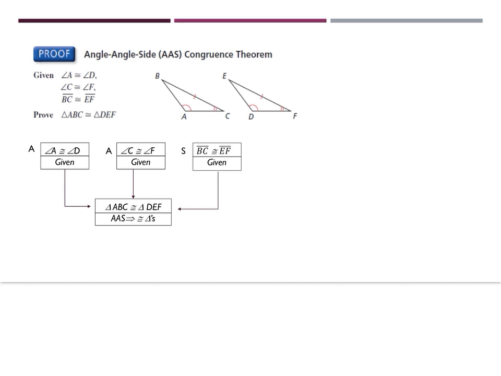And remember, all boxes have to have arrows pointing to your triangle congruence statement. This is your final conclusion. It is the statement that we are trying to prove, so it's always your last statement in the entire proof. And our reason is that angle-angle-side implies congruent triangles.